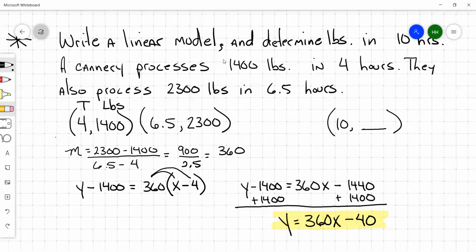So when you write your equation, rewrite that equation and replace the x with a t and the y with an s, because in the problem that you're going to have on your study guide, the pounds of strawberries are represented by an s. Just understand that your equation would look like s equals 360t minus 40.